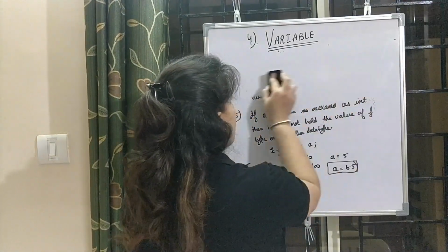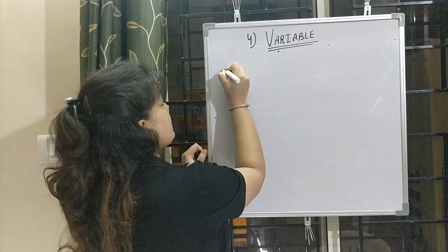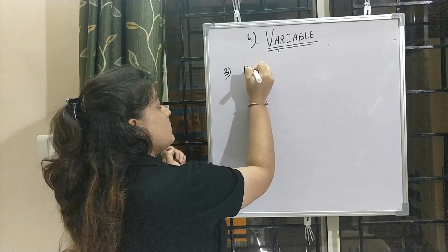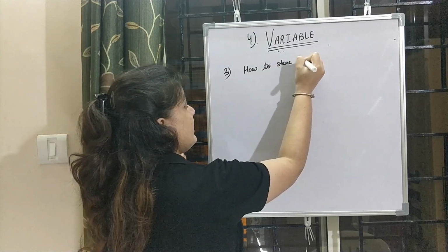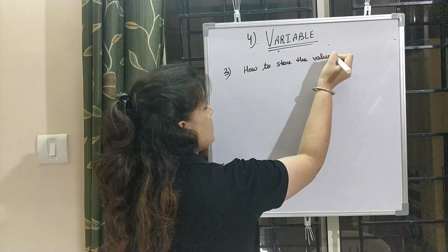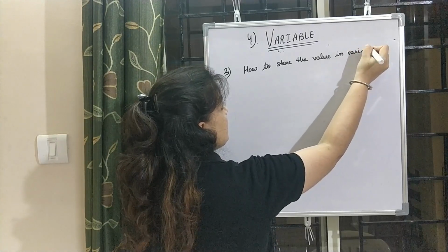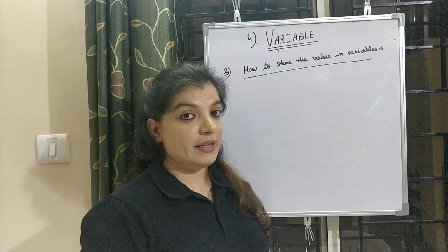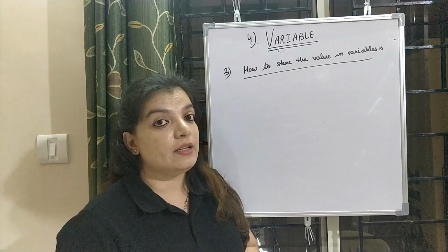Now the next topic, the third topic, is how to store the values in variables. As you see, I have declared the variable. Now how do we store the values in those variables?